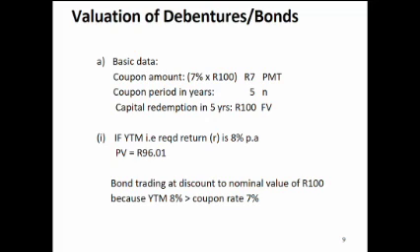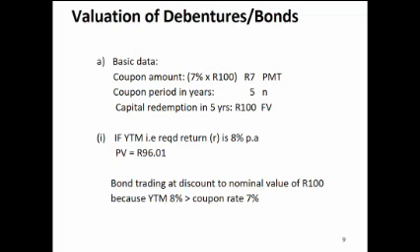So our coupon amount is going to be calculated by taking 7%, being the coupon rate, and multiplying this by the face value of 100 Rand. So our coupon amount, or our coupon payment, is going to be 7 Rand per annum.